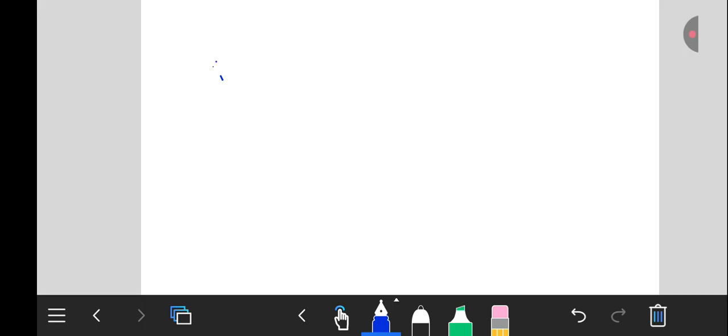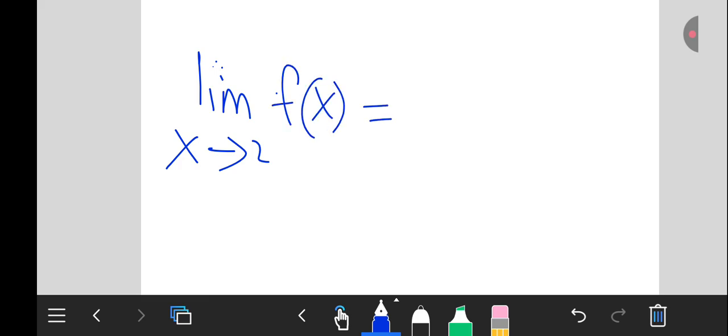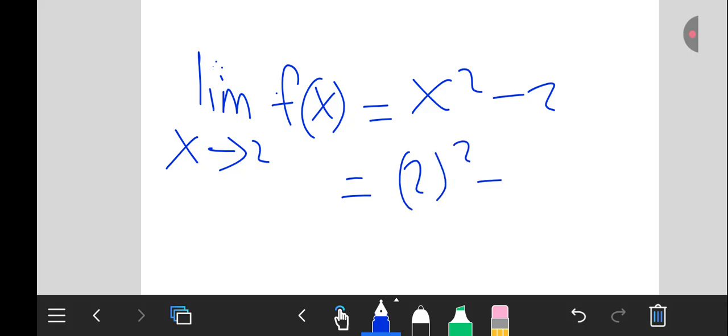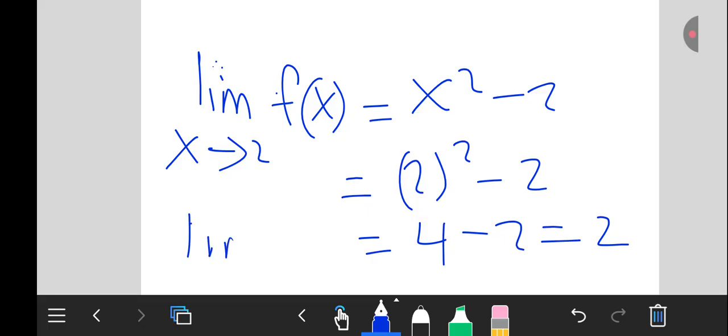So I'm going to say the limit as x approaches positive 2 of f of x will be equal to the function we take, x squared minus 2, right? So we get to substitute where there's x, we substitute 2. So it will be 2 squared minus 2. 2 squared is 4. 4 minus 2 will give us positive 2. Therefore, the limit as x approaches 2 will be equal to positive 2. So that is how to find the answer.